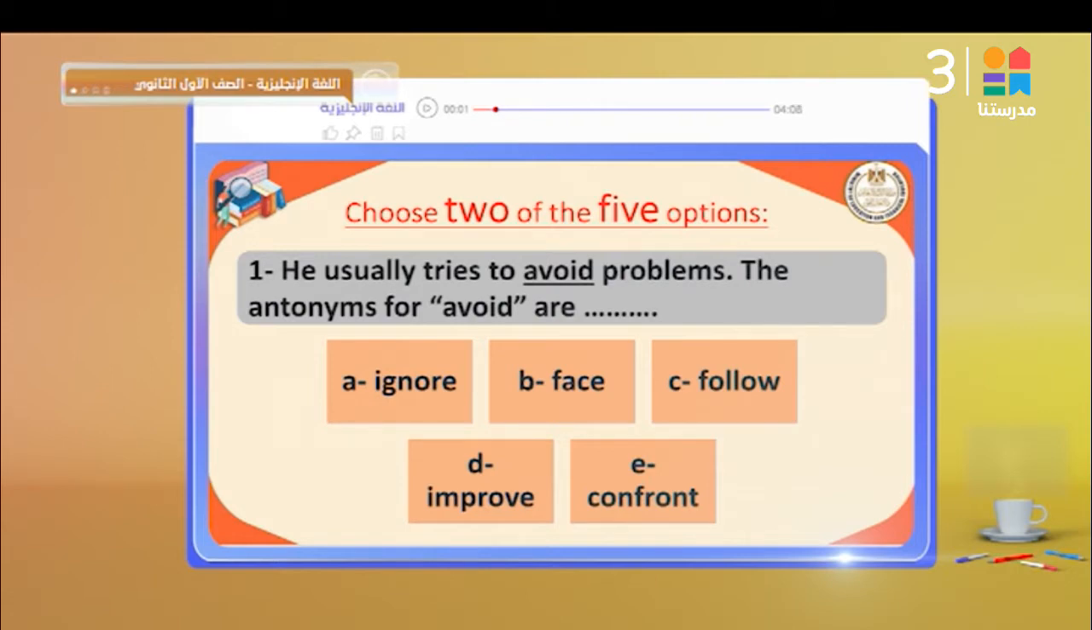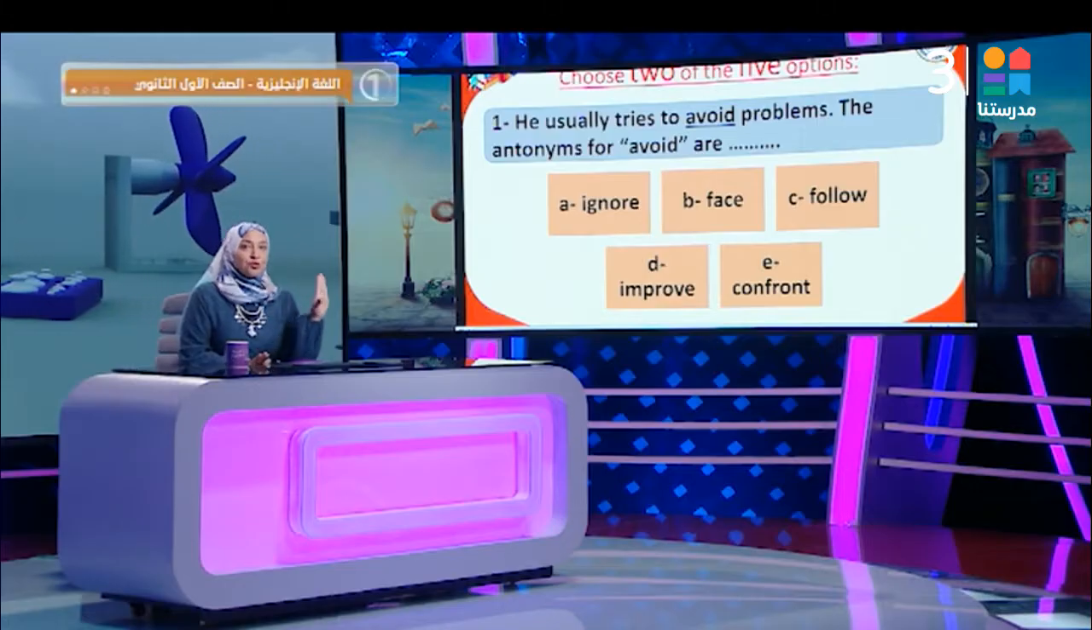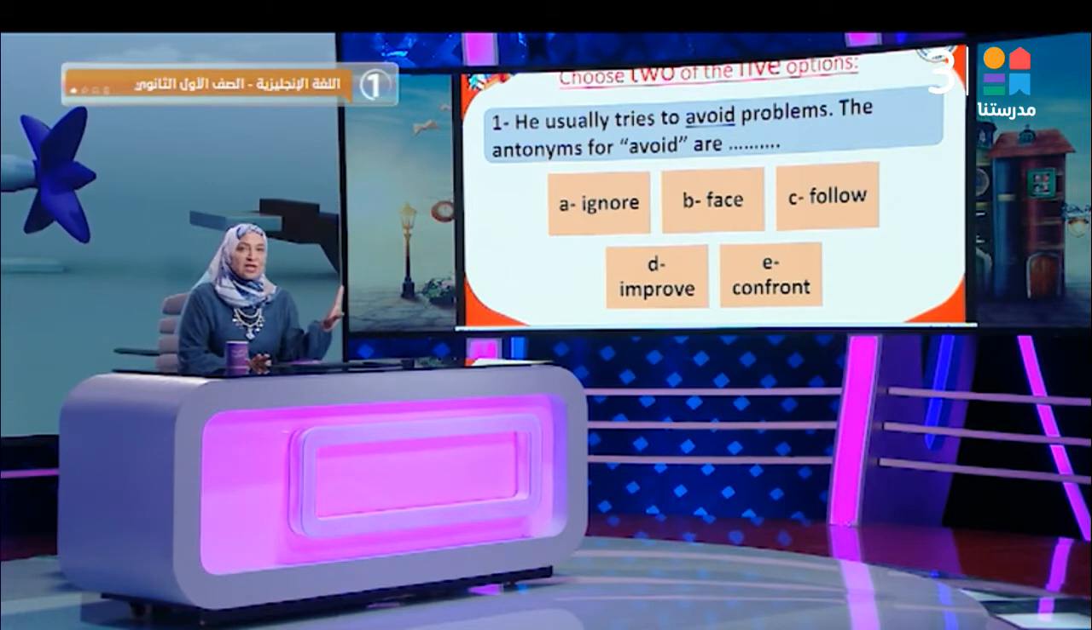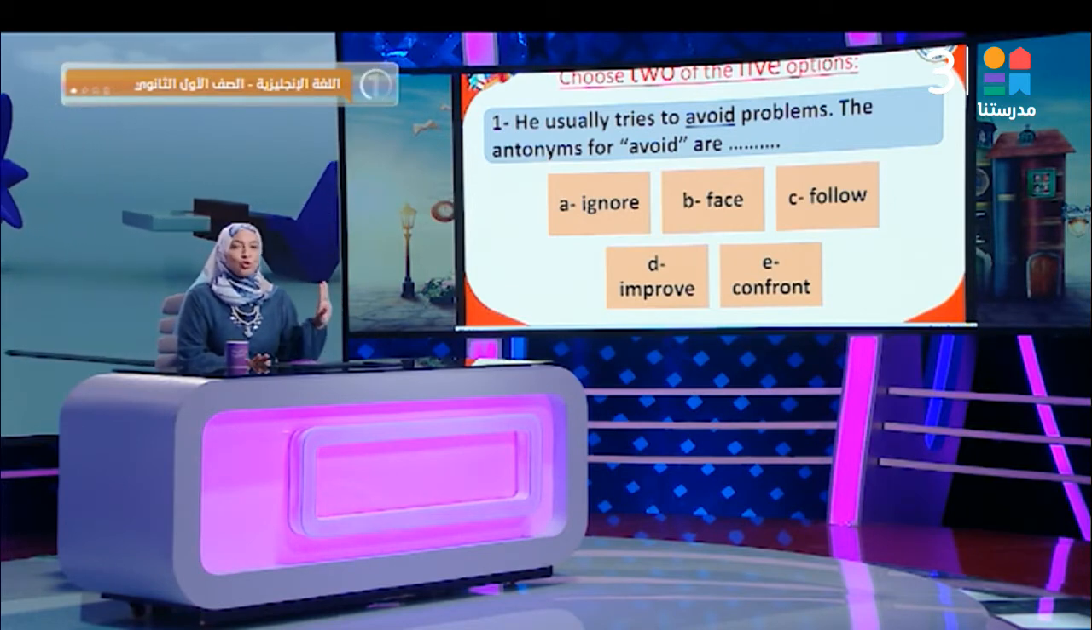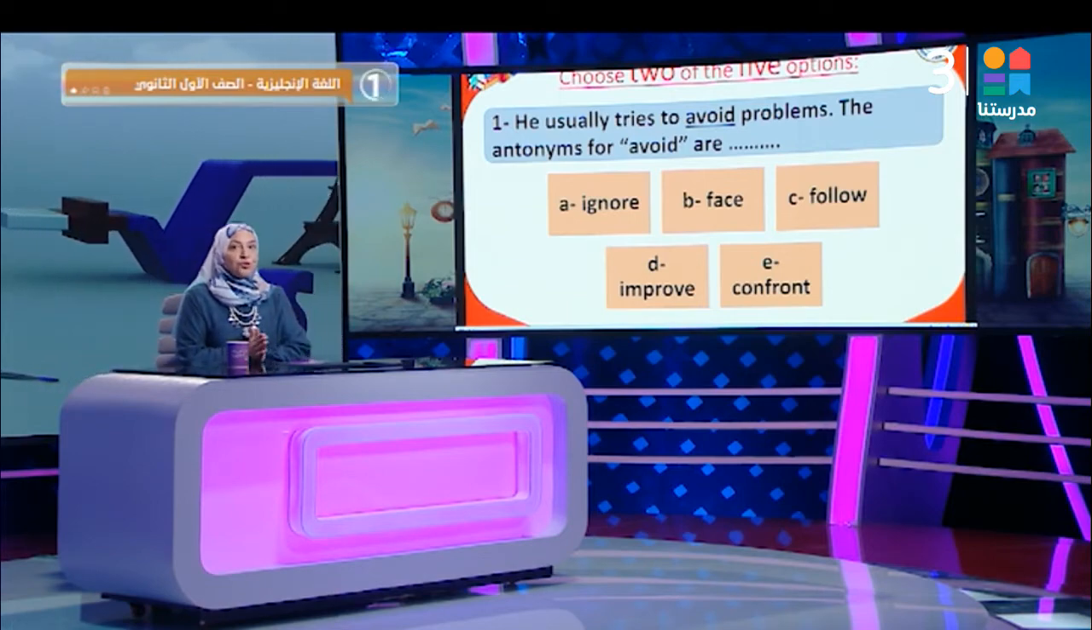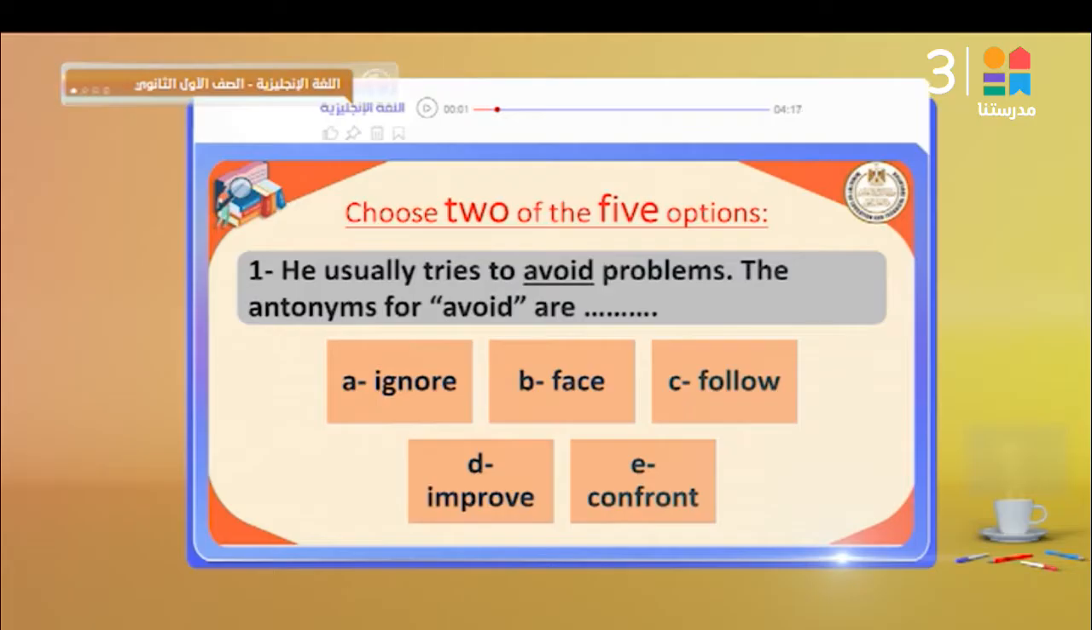So what's avoid? To avoid something that you don't want to face. You don't want to face the thing, so you avoid it. When you say, I want to avoid this person, I don't want to see him again. So what is the opposite of avoid? Or what is the antonym of avoid? The antonym of avoid is, yes, of course, very good, it's face, to face something.